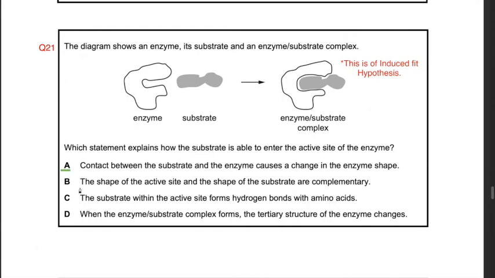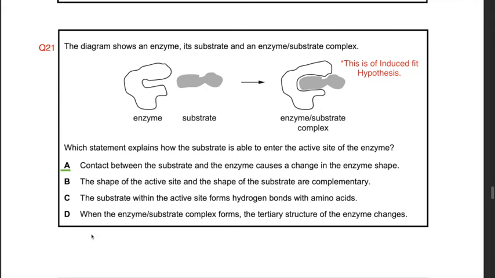Let's look at B, C and D. B. The shape of the active site and the shape of the substrate are complementary. That is incorrect, because as you can see, the substrate molecule has a larger size than the enzyme's active site. Hence, it is not complementary in shape. C. The substrate within the active site forms hydrogen bonds with amino acids. That doesn't explain how the substrate is able to enter the active site. That describes what happens after they bind. Therefore, C is incorrect.